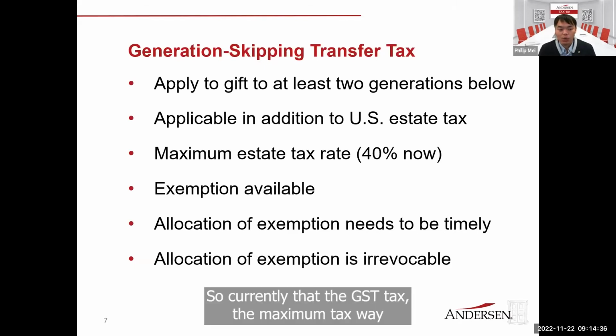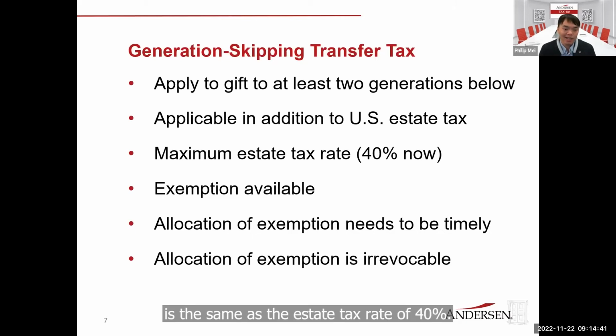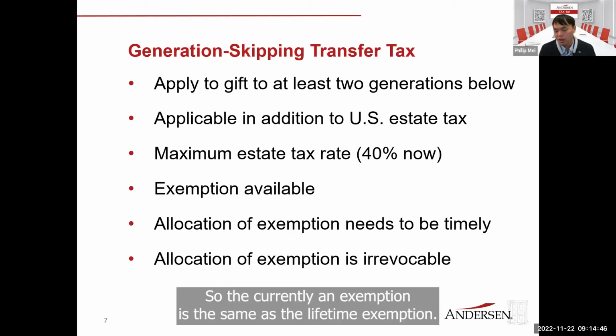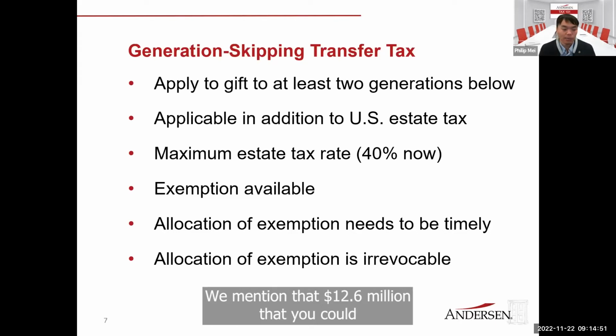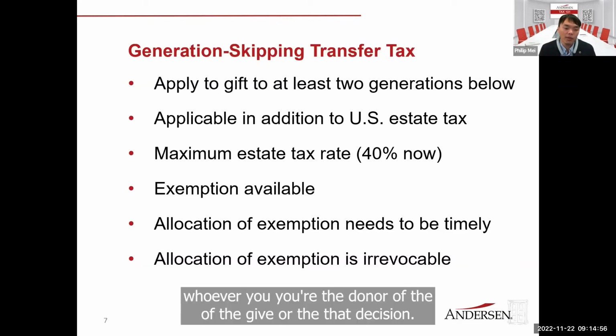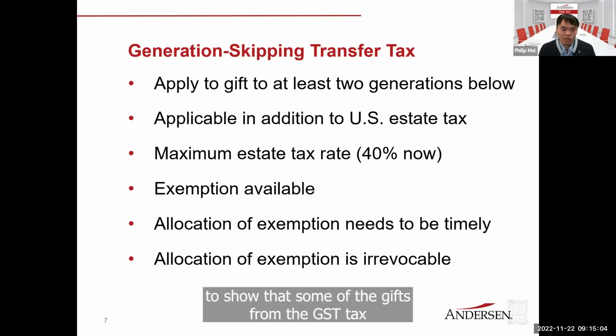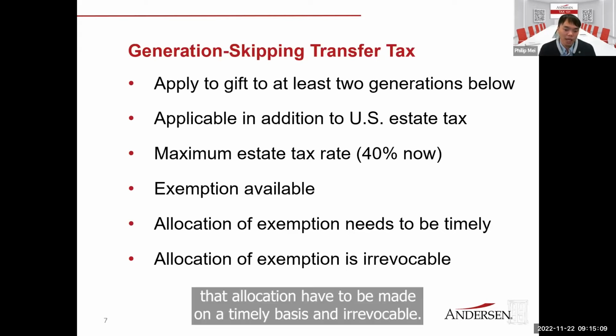Currently the GST tax maximum rate is the same as the estate tax rate of 40%. There is also an exemption available. Currently the exemption is the same as the lifetime exemption we mentioned, the $12.06 million. Whether you're the donor of the gift or the decedent, you could make some allocation of the exemption to shield some of the gift from the GST tax. That allocation has to be made on a timely basis and is irrevocable.